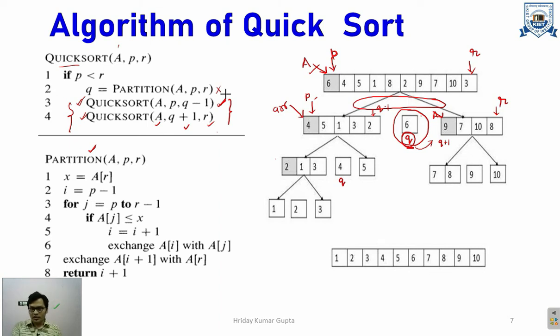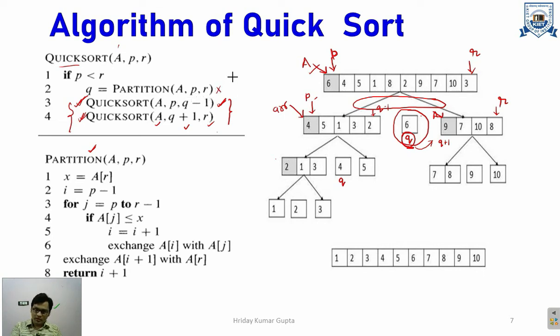So, simply, this is a four-line algorithm of Quicksort. First is partition. Partition is defined in such a manner, and this is Quicksort. This is the left side and this is the right side, right? And you know the time complexity of Quicksort, we will analyze it later, right?